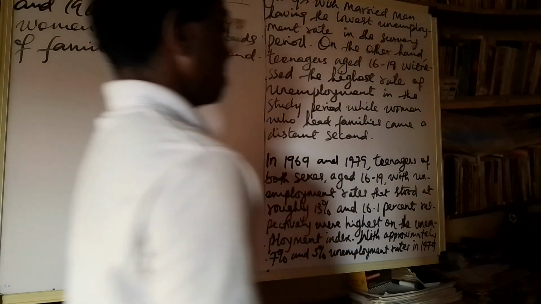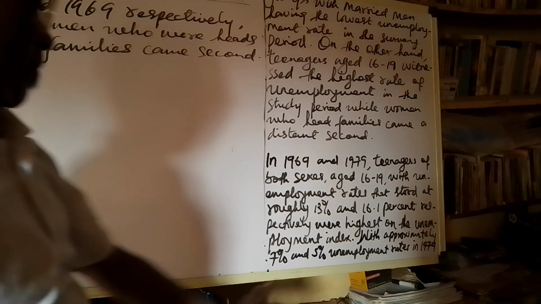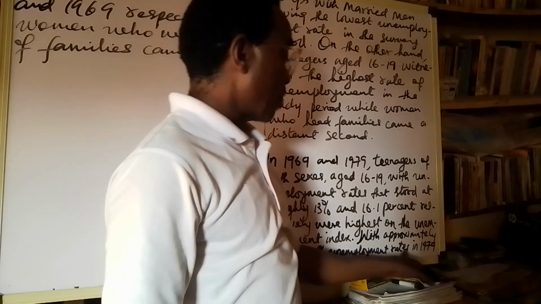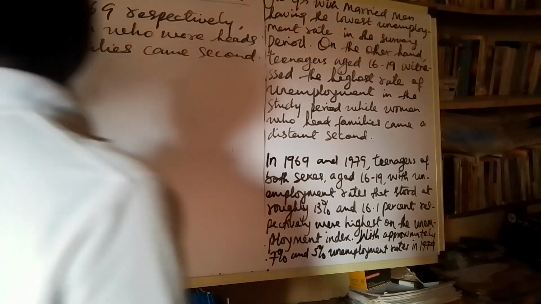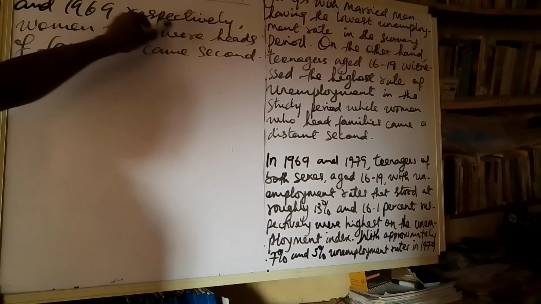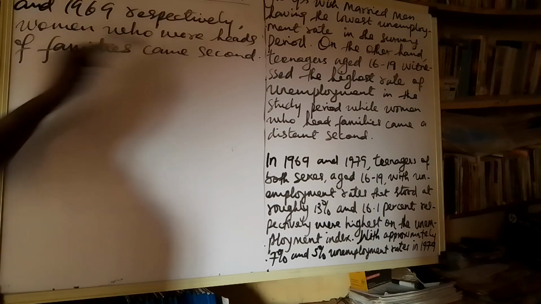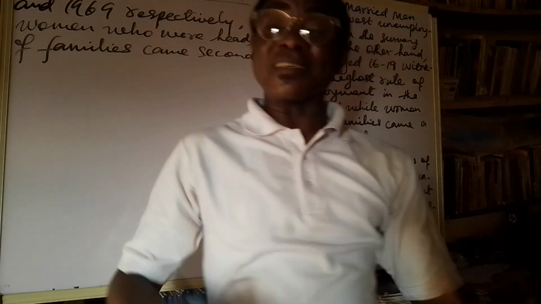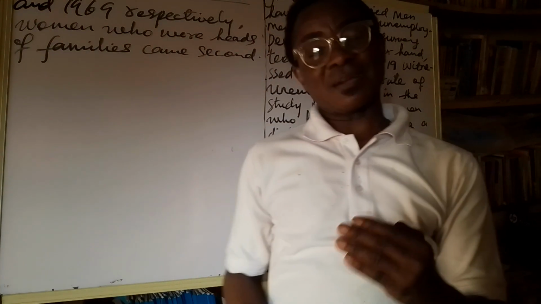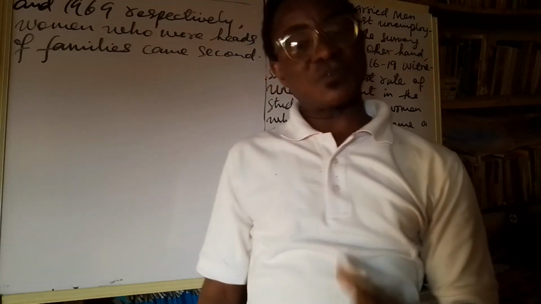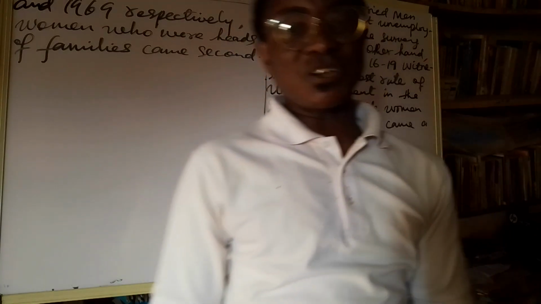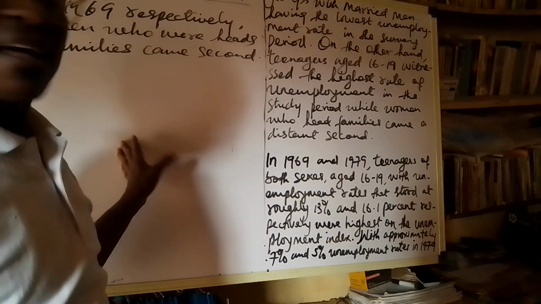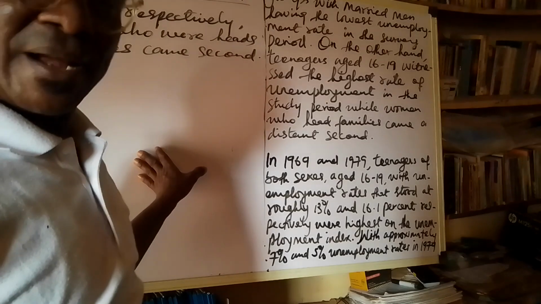It says, with approximately 7% and 5% unemployment rates in 1979 and 1969 respectively, women who were heads of families came second. That is, these women came second in the unemployment rates. At this juncture, we are set to move into the fourth and final paragraph.